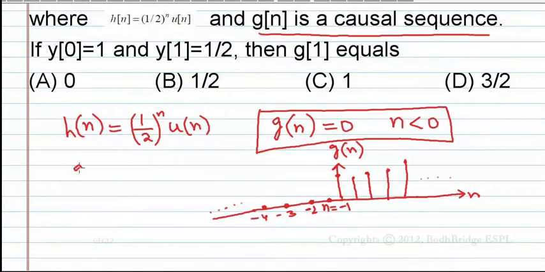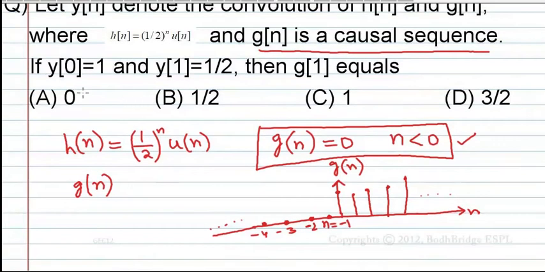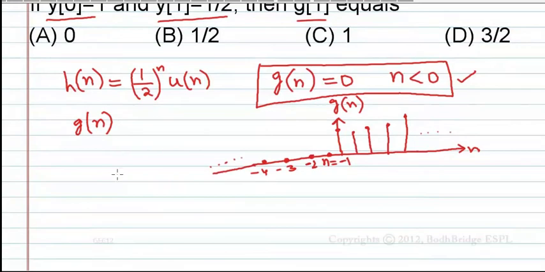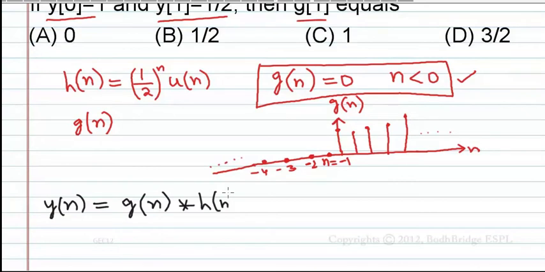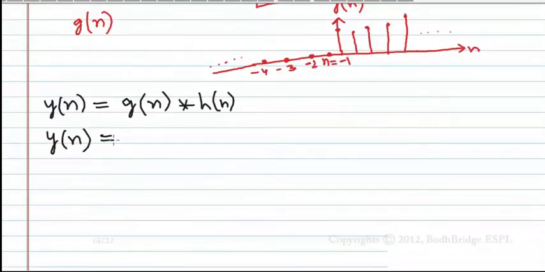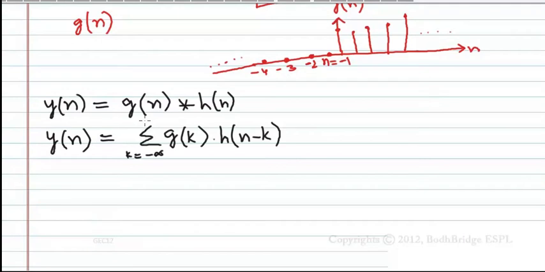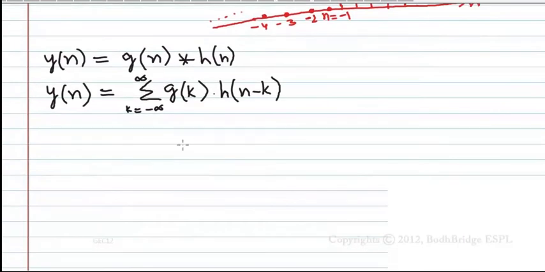He has given g of n also for us. Remember this because this is to be used in our simplifications. And he has given y of 0 is 1, y of 1 equal to 1/2, and he is asking what is g of 1. What is y of n? G of n convolution with h of n. Y of n is, this is the definition of convolution, right? Y of n is sigma k from minus infinity to infinity, g of k, h of n minus k.